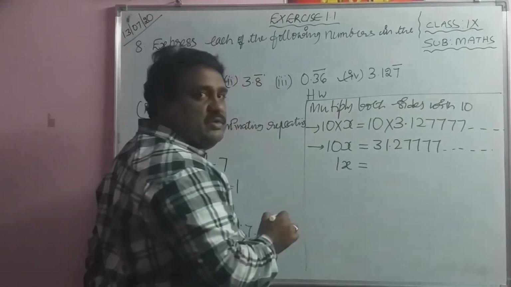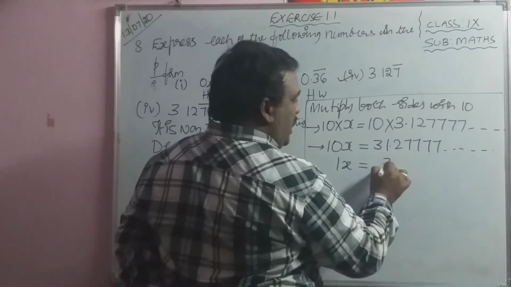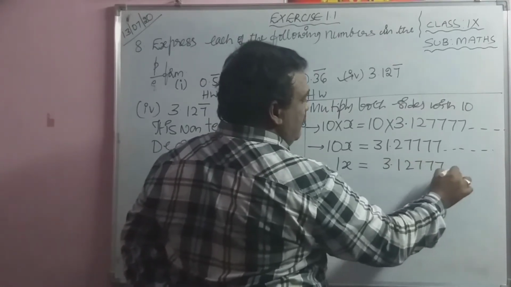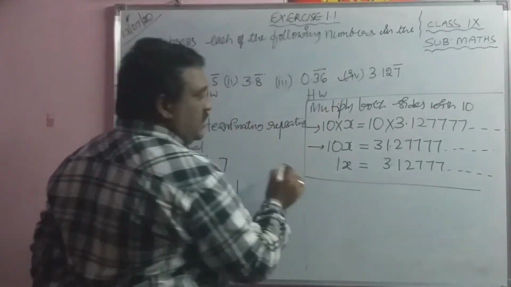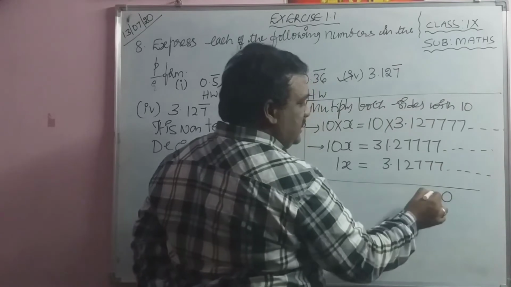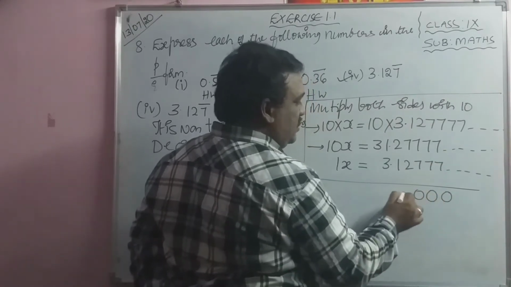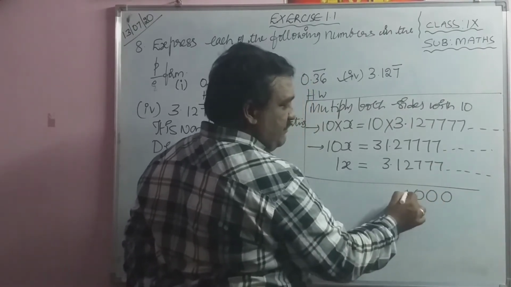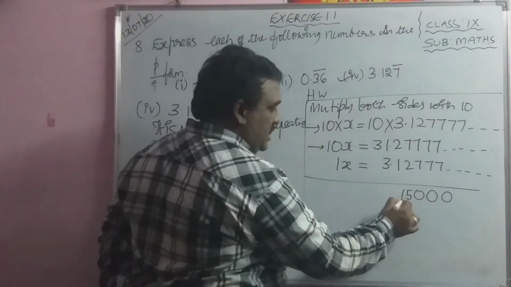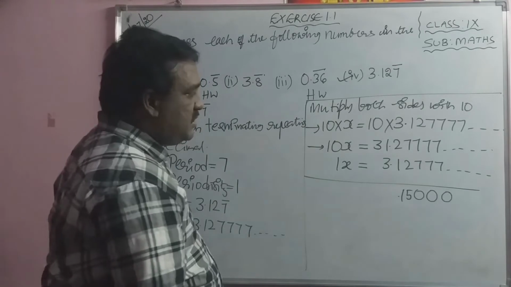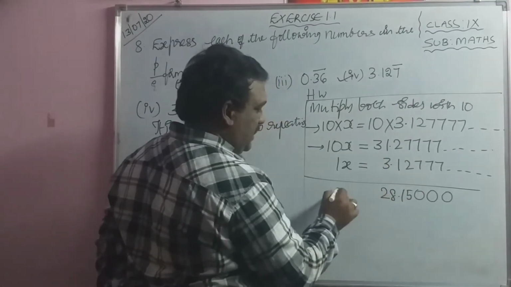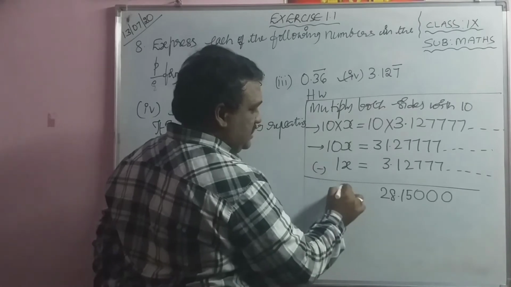What is 1x? 1x equal to 3.127777 and so on. Do subtraction. This is 0, again this is 0, again this is 0. This is 5. Then 1. Then 8, 2. Subtraction completed.